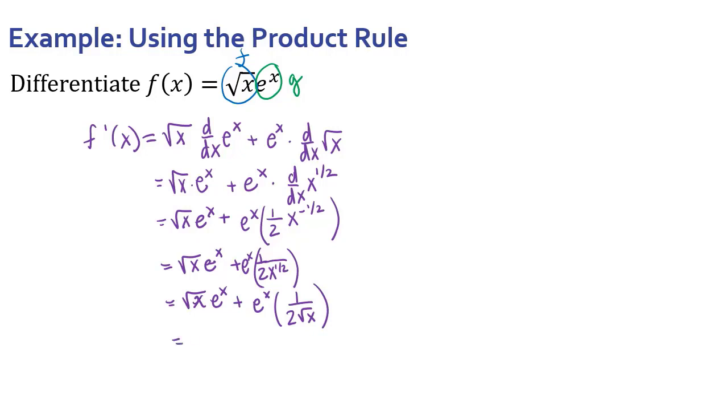I'll just simplify this a little bit more. So square root of x e to the x plus e to the x over 2 root x. It's super yucky, but that is the end answer. And we wouldn't have been able to find that if it wasn't for the product rule.